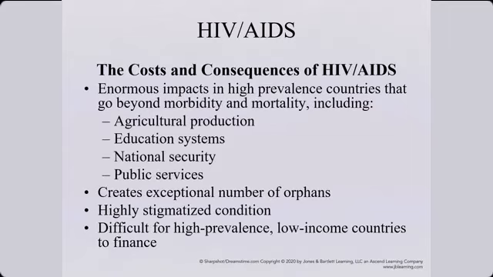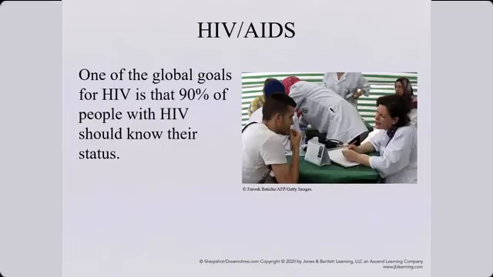90-90-90 goals by 2020, which means that 90% of the people with HIV will know their HIV status, 90% of those with HIV will be receiving antiretroviral therapy, and 90% of those being treated will have suppressed viral loads.